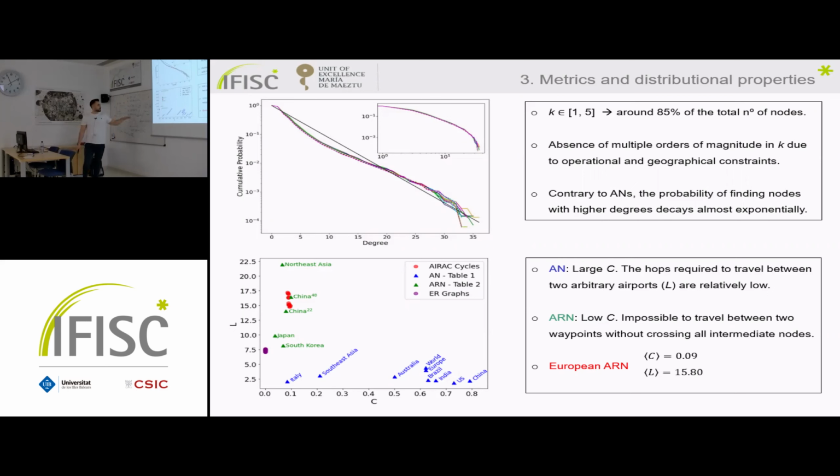Here in the bottom figure, I plotted the clustering coefficient and the average path length of, first of all, our results in red, and the results corresponding to table 1 and table 2 from the bibliographic results we have seen previously. We observe how the different representations fall in very different zones of the diagram, and how our results resemble the ones of the Chinese air route network.